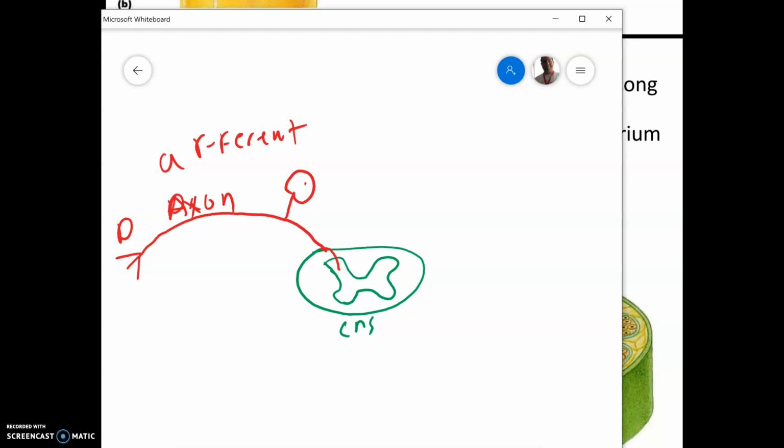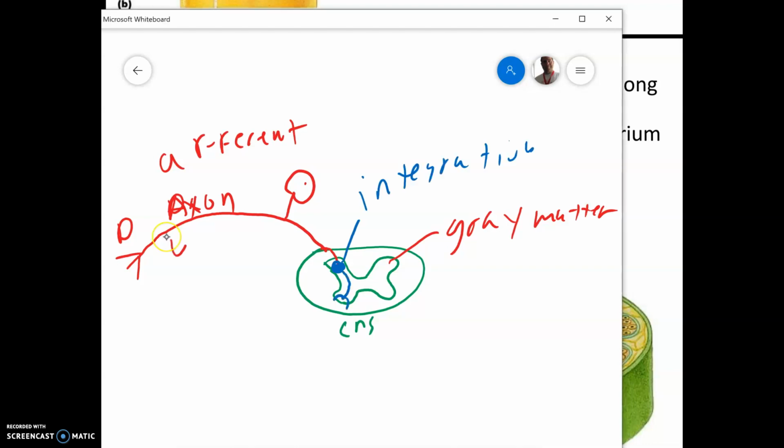Now it's going to go to the spinal cord, and we have gray matter there. Do you guys remember what gray matter is? Right, it is the cell bodies of neurons. So we have the cell body of an integration neuron. And integration neurons tend to be multipolar, where afferent are unipolar. Now the gray matter is also going to have the cell bodies of motor neurons.